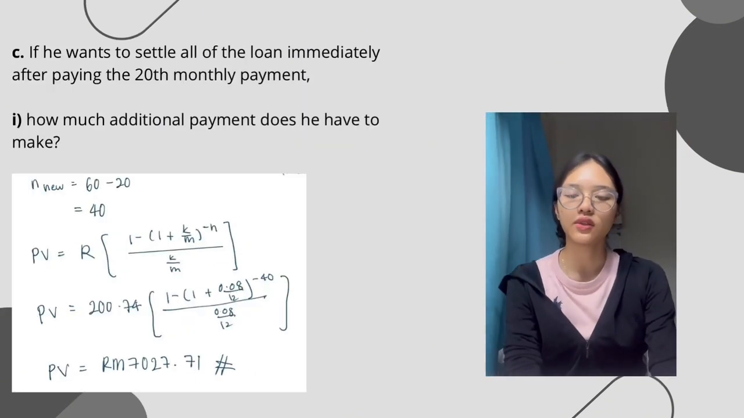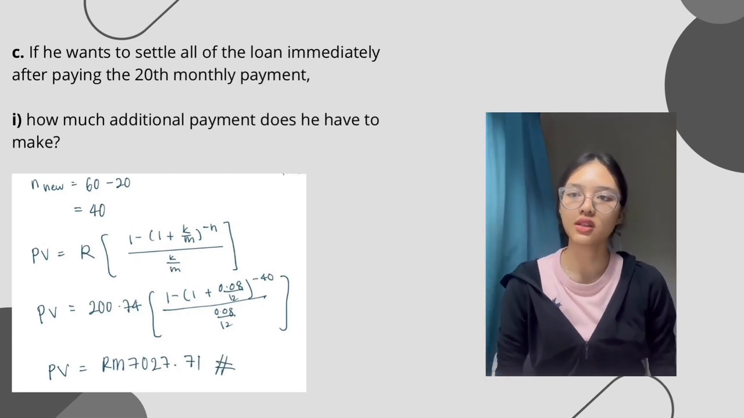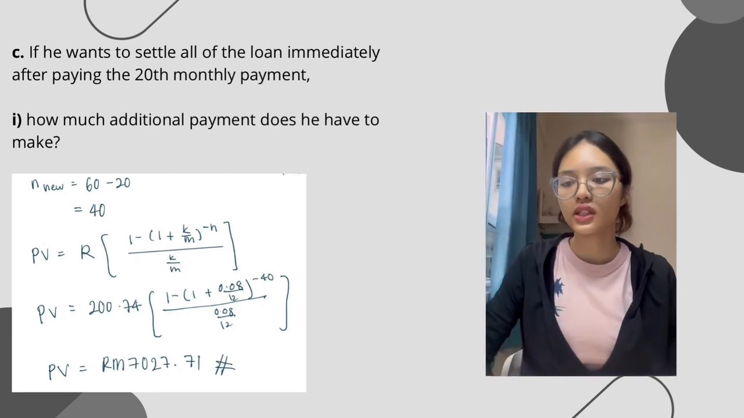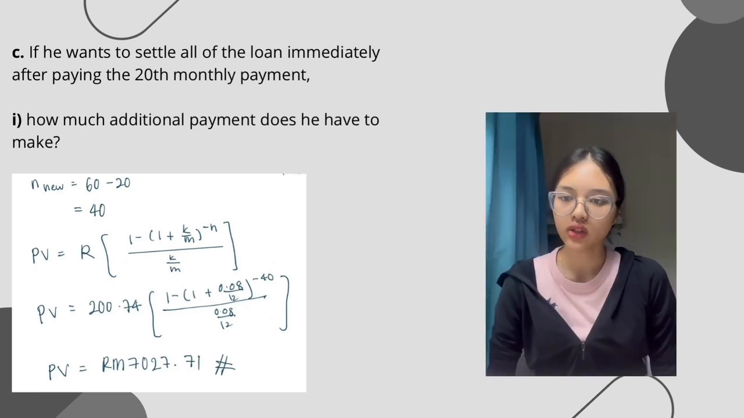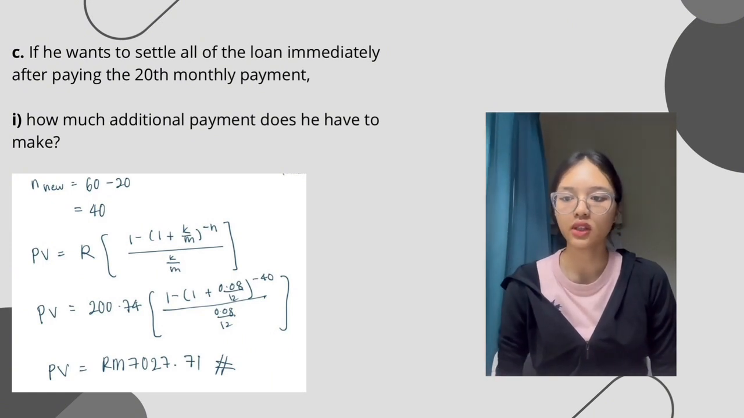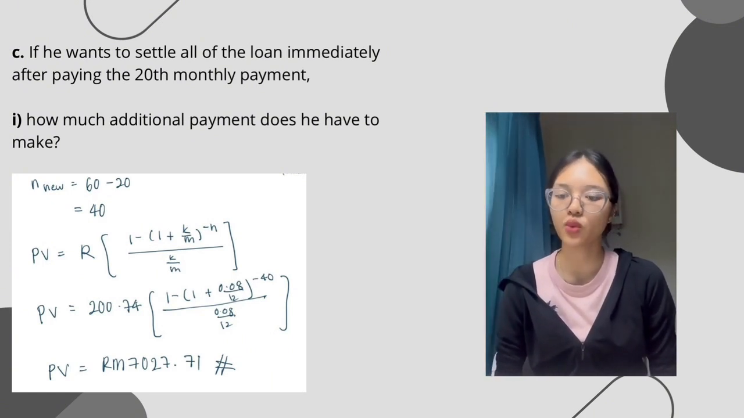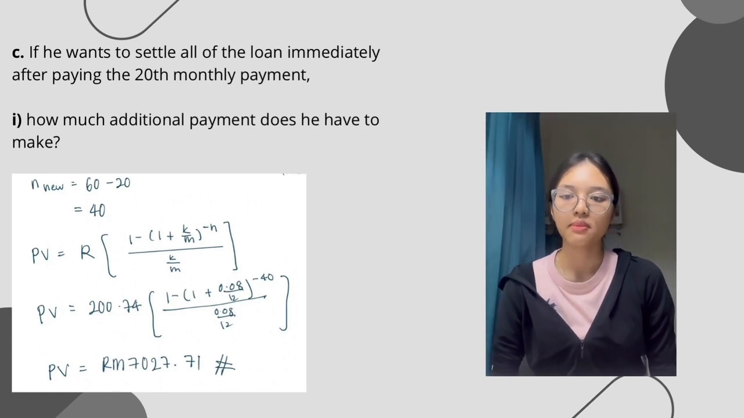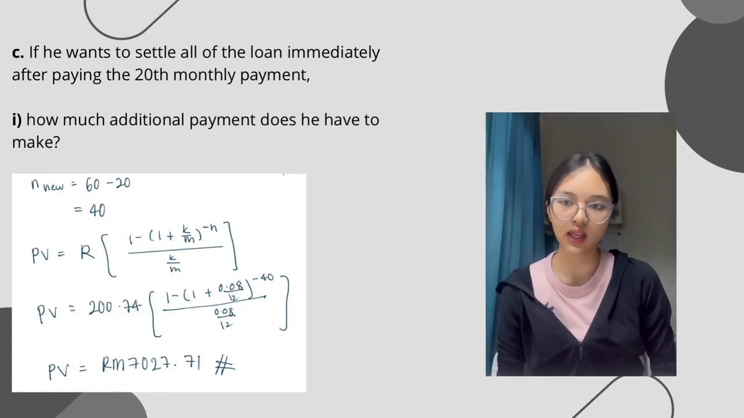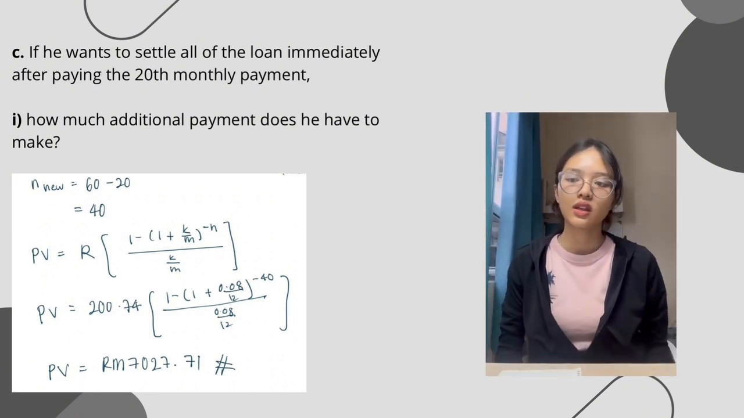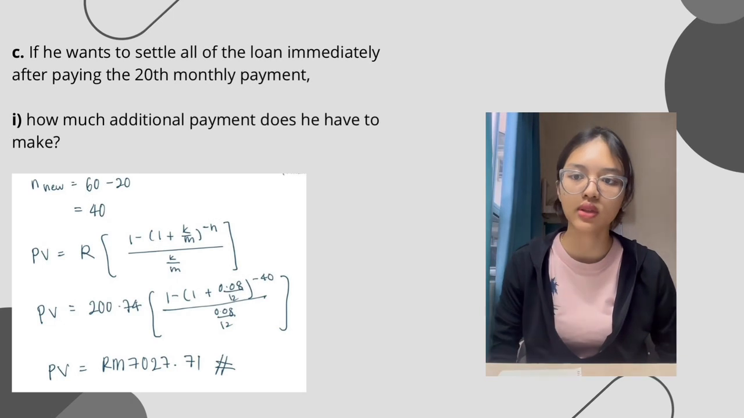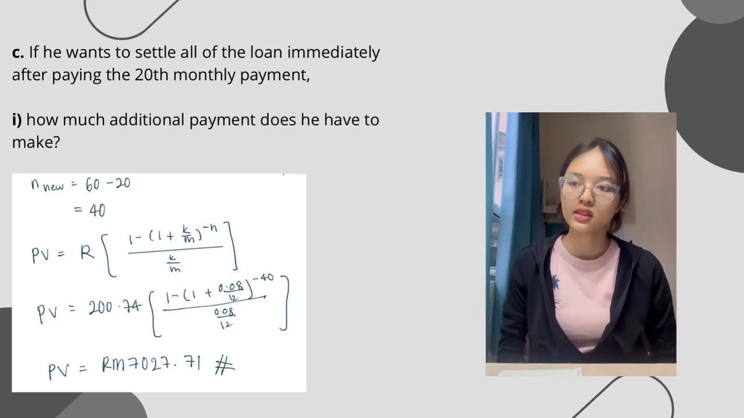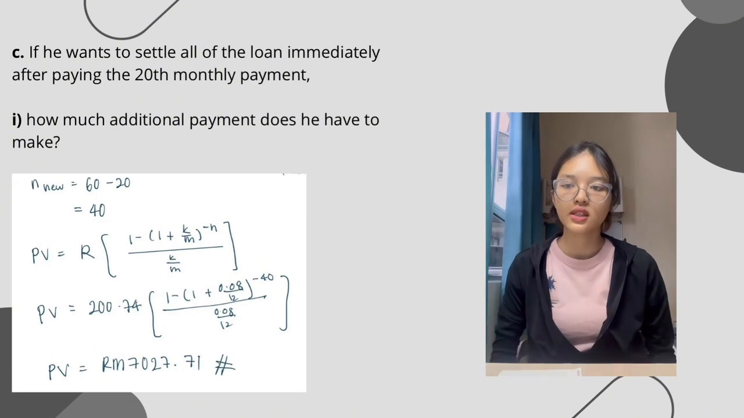If you want to settle all of the loan immediately after paying the 20th monthly payment, how much additional payments does he have to make? N equal to 60, which is total number of payment, minus 20, and the answer will be 40. In order to get the present value, we could use present value formula, which is PV equal to R times 1 minus 1 plus K over M, power of negative N divided by K over M. PV equal to R replaced with 200.74 times 1 minus 1 plus 0.08 over 12, power of negative 40 divided by 0.08 over 12. And the final answer will be 7,027 ringgit 71 cent.